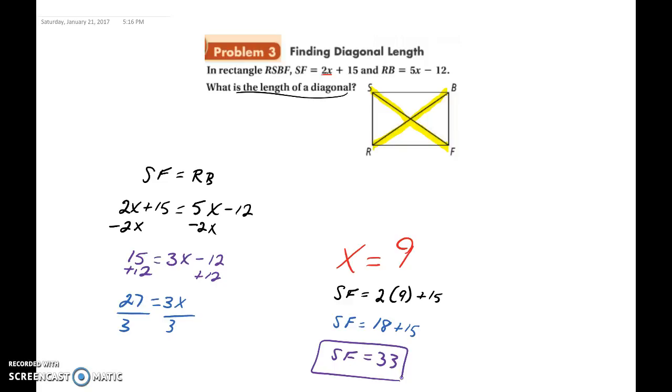It's important for you to know that a rectangle is a special parallelogram, so it has all the traits of a parallelogram, plus its diagonals are congruent. All right, that's it for this video, and we'll move on to rhombus next.